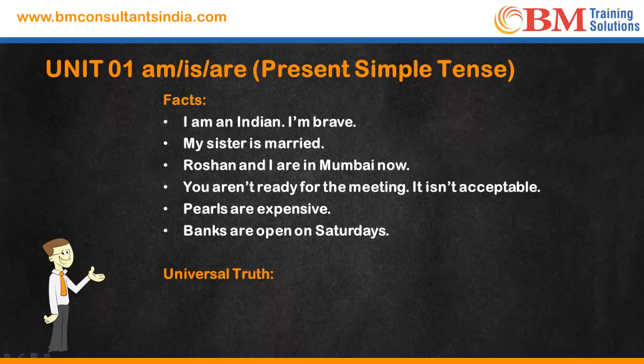Let's look at some universal truth statements. Jupiter is the largest planet. For Jupiter, the pronoun that we use is it. With it, we use is. It is the largest planet. Jupiter is the largest planet.